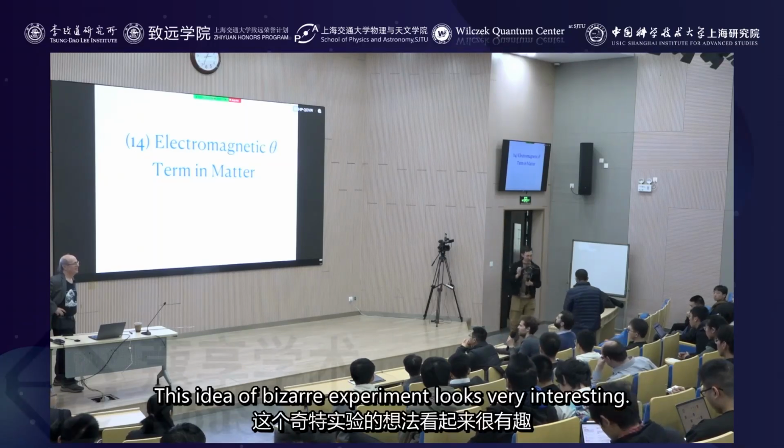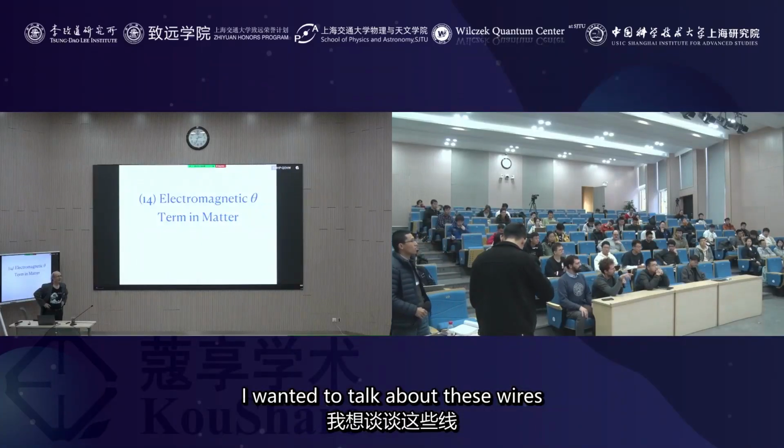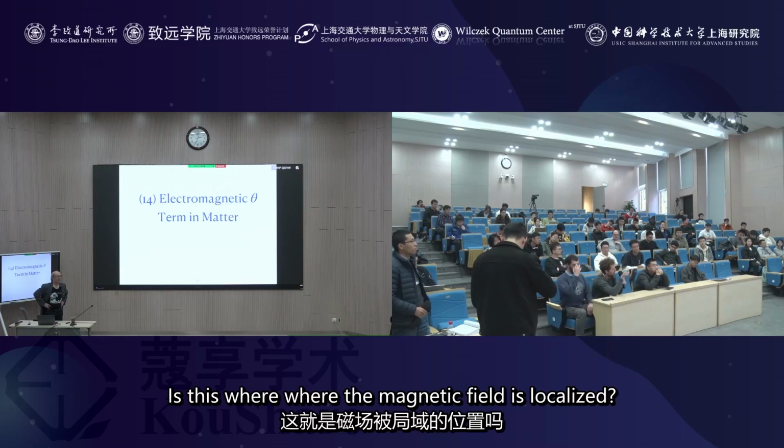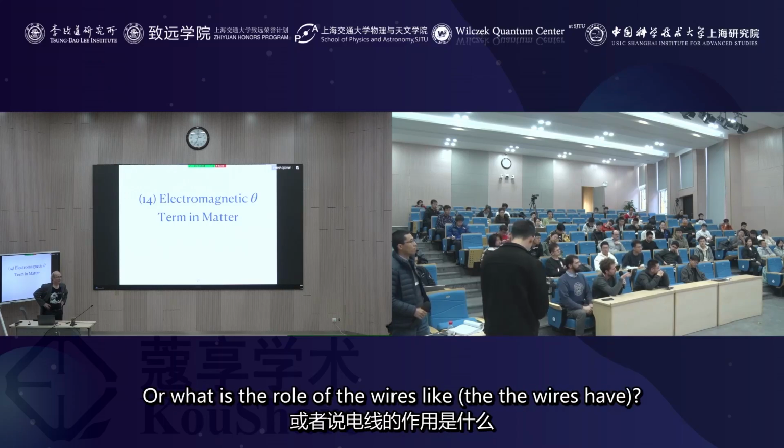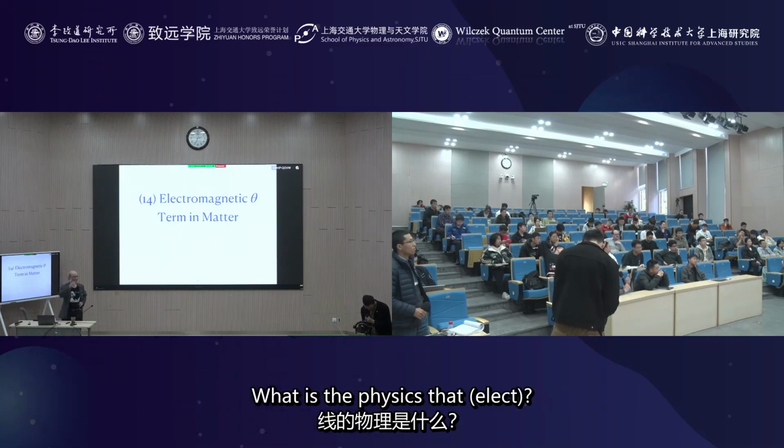This idea of this alpha experiment looks very interesting. I wanted to ask about these wires. Is this where the magnetic field is localized, or what is the role of the wires? Like, it gives a mass to the photon, but what is the physics of that?